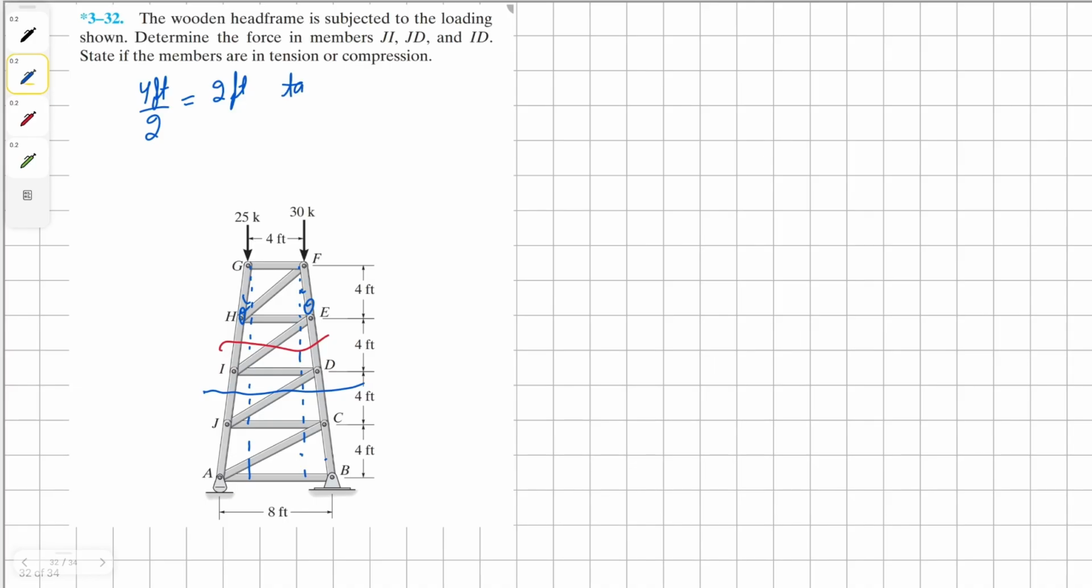Therefore, to find our angle theta, we have to take the tan, and it's going to be 2 feet divided by 16 feet, and this should get us our angle theta, and this comes up to be 7.13 degrees. Now that we have our angle theta, we can proceed with our first cut, and we're going to draw its free body diagram just to visualize better.